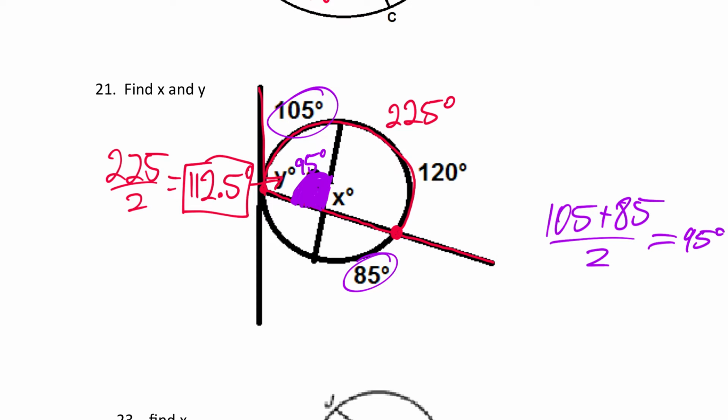But I'm looking for x, the one right next to it. So how do I do that? I'm going to go 180 minus 95. So it's going to be 85 degrees.